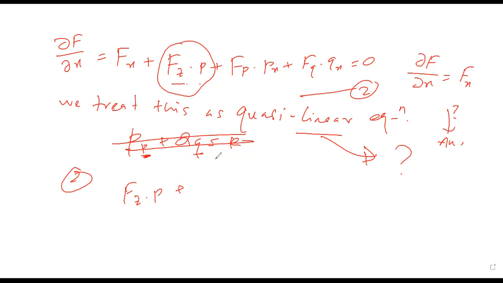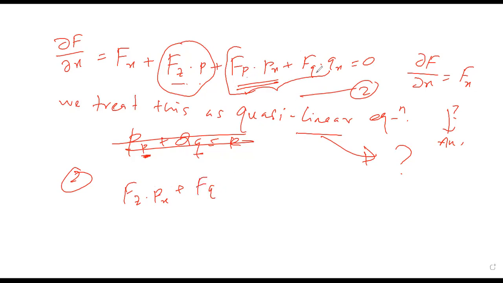Sorry, for that I'm taking this one. Since this is Px, I'm treating these two as, even though it is a nonlinear equation, a quasi-linear form. Therefore, I'm taking this plus the other one.